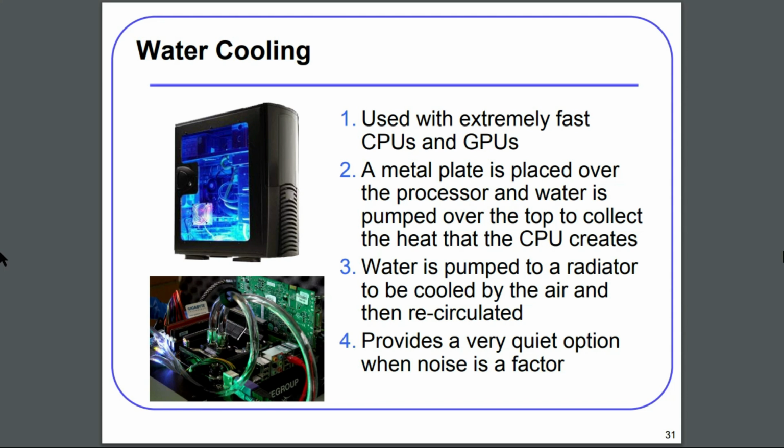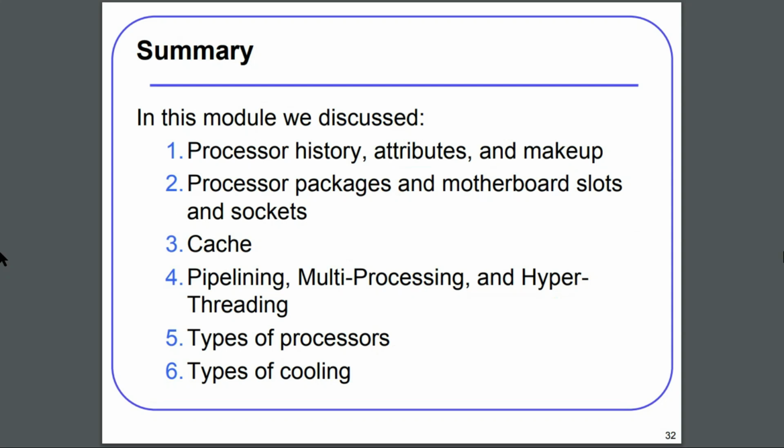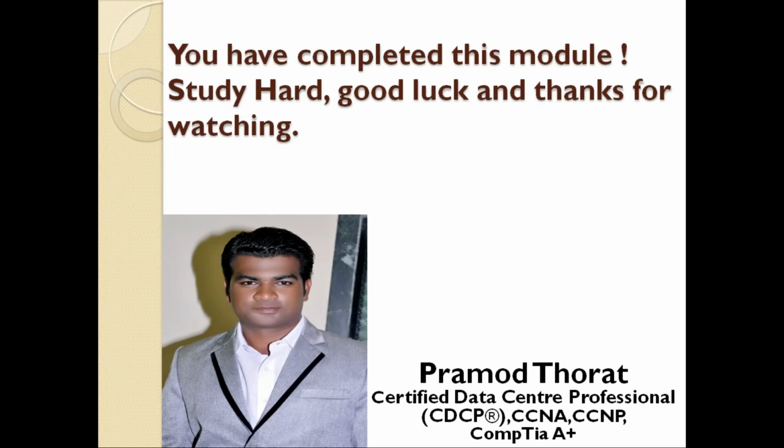So we can move to the summary for this module. In this module, we discussed processor history, attributes and makeups, processor packages and motherboard slots and sockets, cache memory, pipelining, multiprocessing and hyperthreading, types of processors and types of cooling. So you have completed this module.